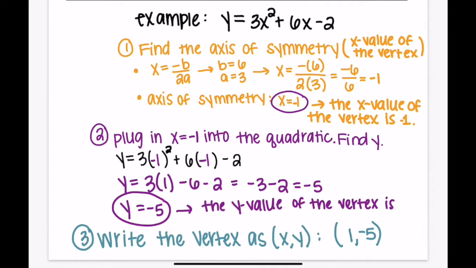Now we're just simplifying 3 times 1 minus 6 minus 2. So 3 times 1 is just 3. So 3 minus 6 is negative 3. And then subtract that 2 on the end to get negative 5. So y equals negative 5. That is the y value of the vertex. So we have x is negative 1, y is negative 5. So the vertex is negative 1, negative 5.